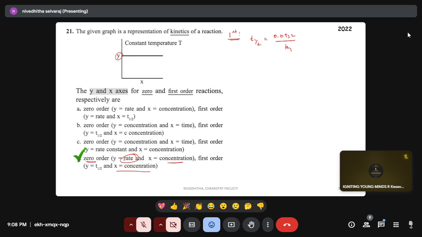T half is equal to... I want you to tell whether it is directly proportional or inversely proportional. Directly proportional, ma'am. Yes, because as far as zero order reaction is concerned, half-life is equal to A naught by 2 K naught. So here initial concentration and half-life of zero order reaction is directly proportional.